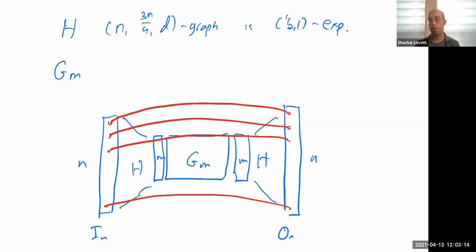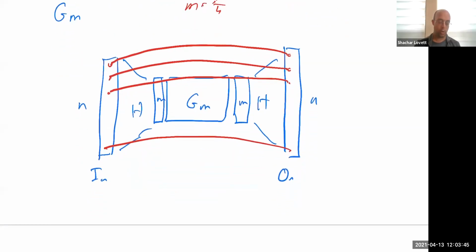It's a recursive construction. To construct this graph on n nodes, with n inputs and outputs and some number of intermediate edges, we recursively do it for size m, which is 3n over 4, smaller than n by a constant factor, and this graph H. Let me first prove why this is a super-concentrator, and then I'll count the number of edges, which is going to be linear in n.